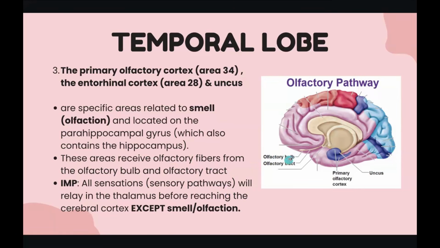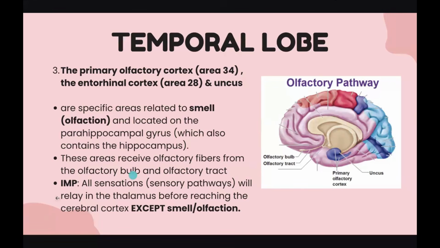So it goes first to the thalamus before reaching that part of the cortex. So before reaching the primary olfactory cortex, and as a rule of thumb, again, all sensations. All right, I think I messed up at this point. What I messed up is the thalamus.